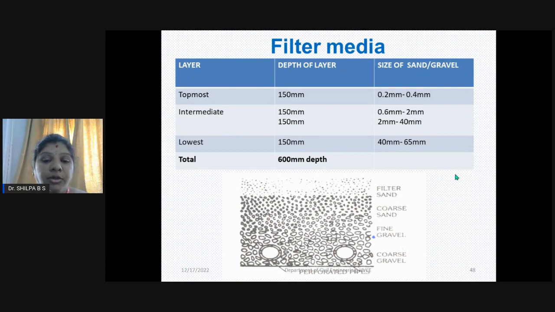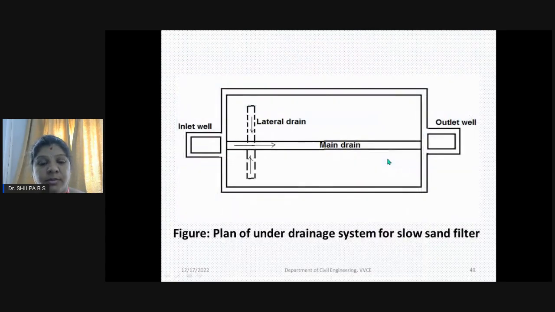Next, coming to the type of filter media, this is a table which tells about the type of sand or the size of the sand or gravel that is used in the various layers. So this is the plan of the under drainage system in the slow sand filter.